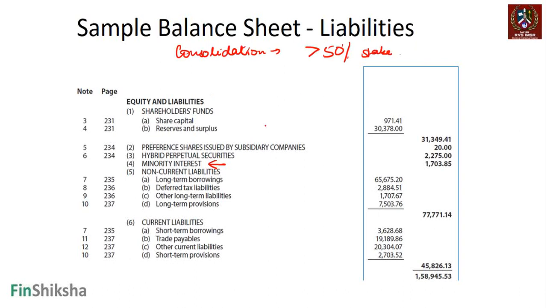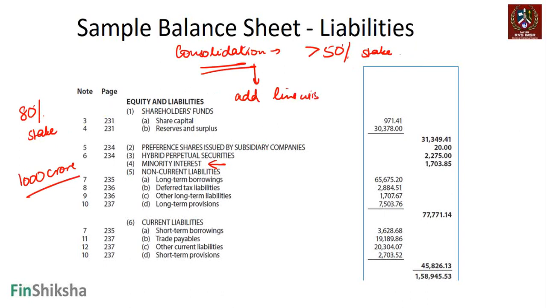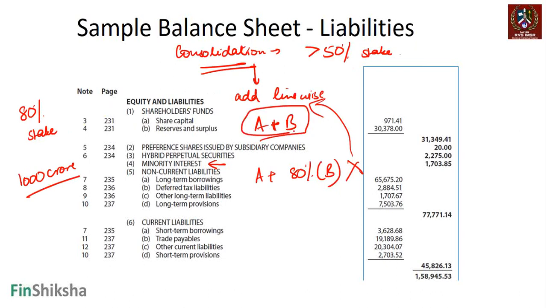So if you have a 100% stake, that's fine. You straight away add the statements. If there is a company where you have an 80% stake, let's say this company has an asset worth 1000 crore. Now the consolidation principles say add line wise, which means you just do A plus B. You should ideally be doing A plus 80% of B, but you don't do this. You just do A plus B.